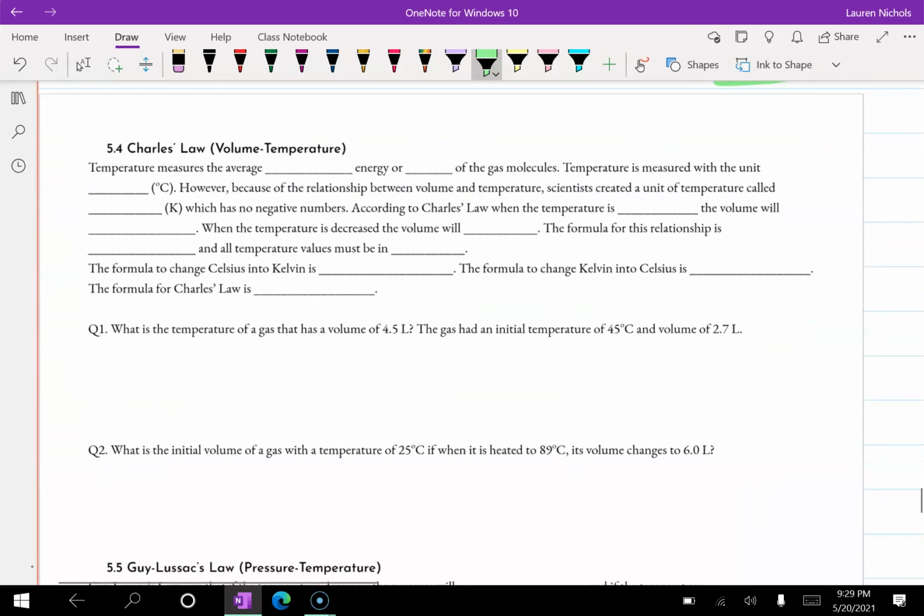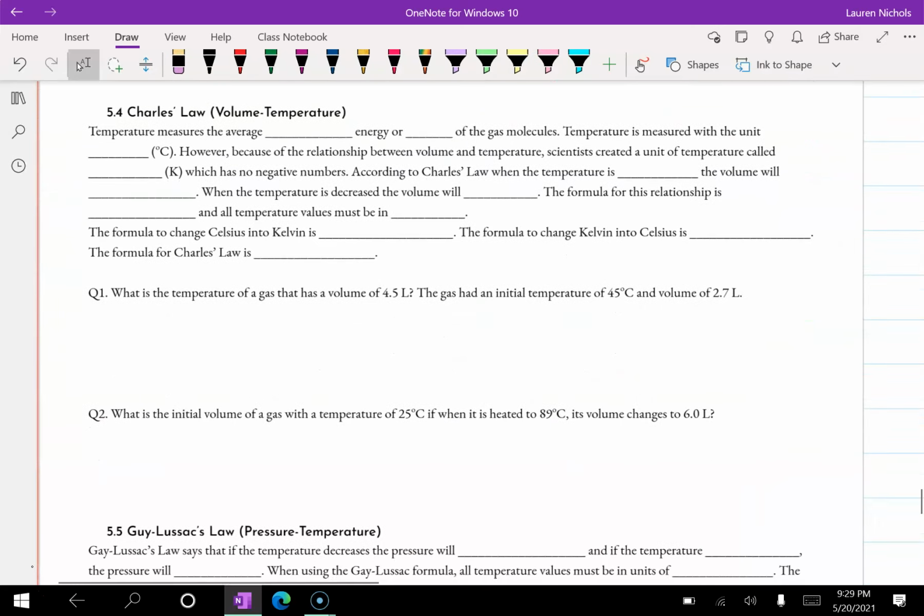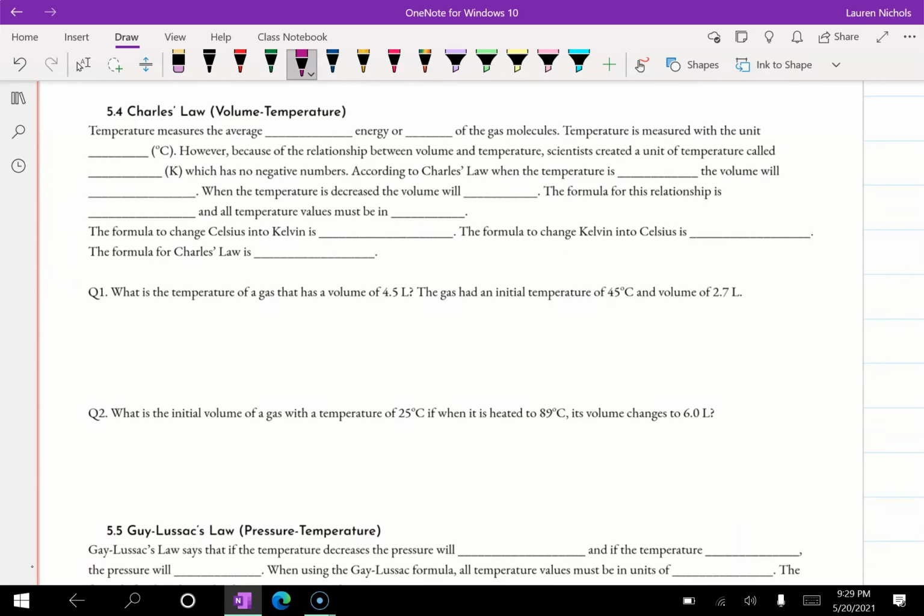Now, the second law that we learned for gas laws was Charles' law, which tells us the relationship between volume and temperature. So temperature measures the average kinetic energy, or the speed of the gas molecules. We know that temperature is measured in degrees Celsius. However, because of the relationship between volume and temperature, scientists created a unit of temperature called Kelvin.